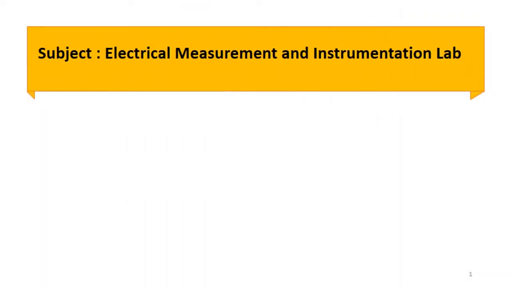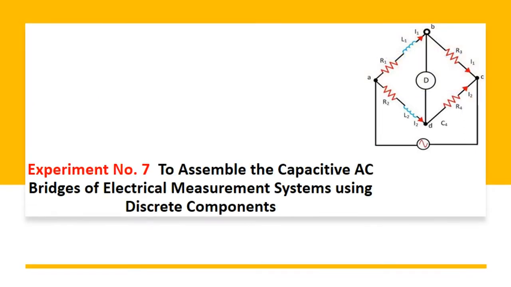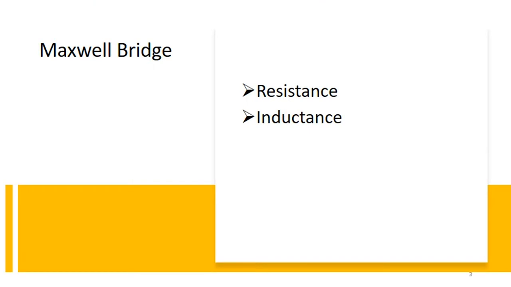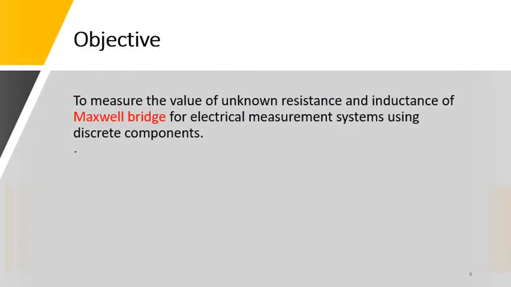Bismillahirrahmanirrahim. Assalamu alaikum. Today we will perform experiment number 7 to assemble the capacitive AC bridges of electrical measurement systems using discrete components. First of all, we will see part A, that is Maxwell bridge. Maxwell bridge is used to calculate the unknown resistance and unknown inductance. The main objective of this experiment is to measure the value of unknown resistance and unknown inductance of Maxwell bridge for electrical measurement systems using discrete components.